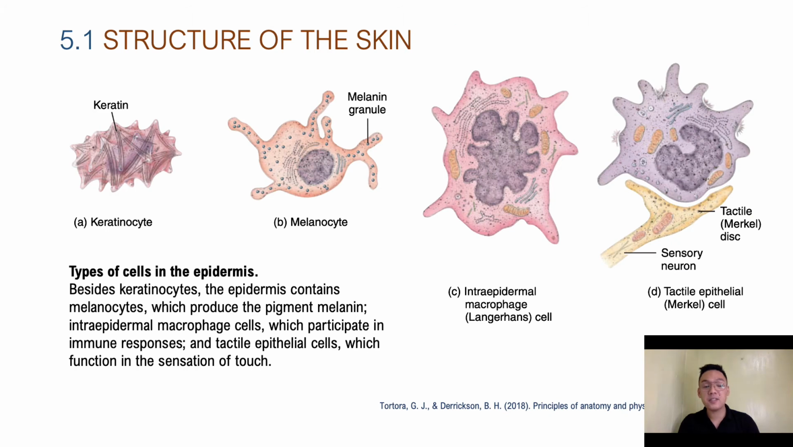In continuation, the structure of your skin has different cell types, and the epidermis, besides the keratinocytes, contains melanocytes, which produce the pigment melanin, intraepidermal macrophage cells, which participate in immune responses, and tactile epithelial cells, or we call them the Merkel cells, which function in the sensation of touch. This is more likely to work in your somatosensory system, the fine touch, deep touch, okay, receptors found in your skin.